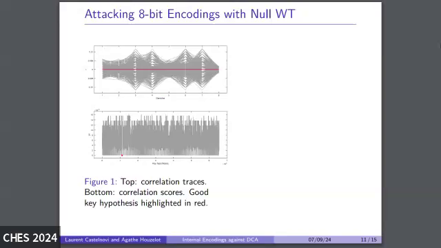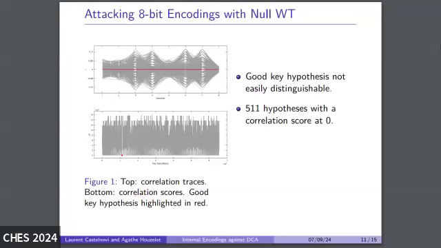So what you can see here is first that a classical DCA obviously won't work since it is looking for the highest correlation. And here for the good key hypothesis, we have a correlation that is equal to 0. By the way, this is totally normal since we chose encodings with null Walsh transform, so the encoded bits are unrelated to the plaintext bits. And at first sight, this seems to be quite good since the good key hypothesis is not easily distinguishable.